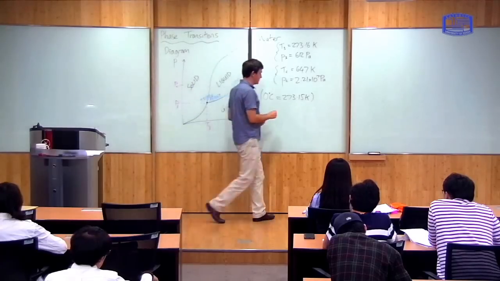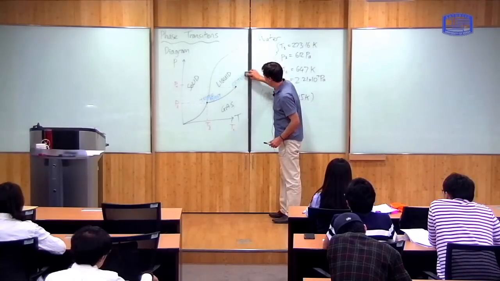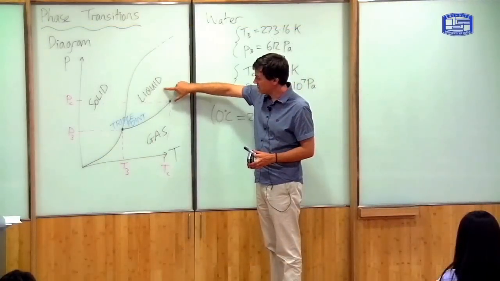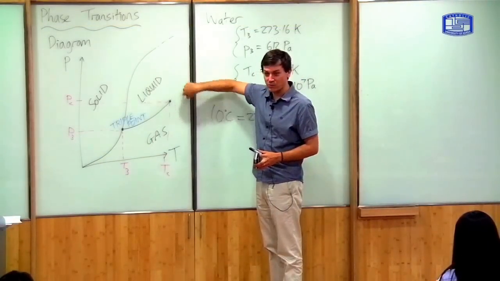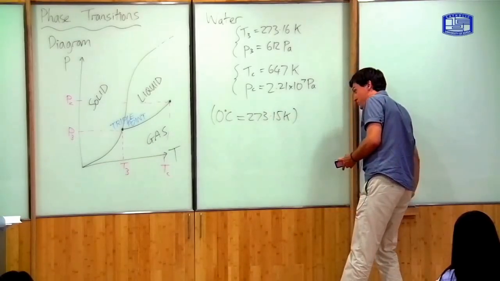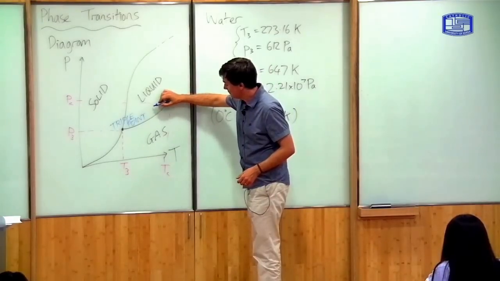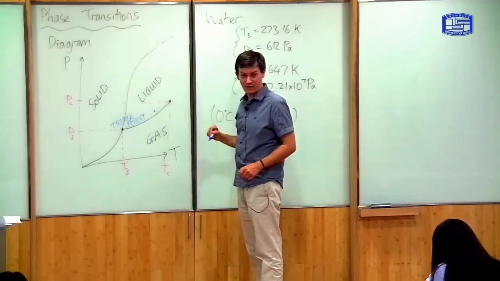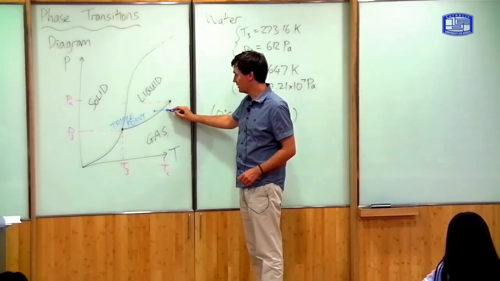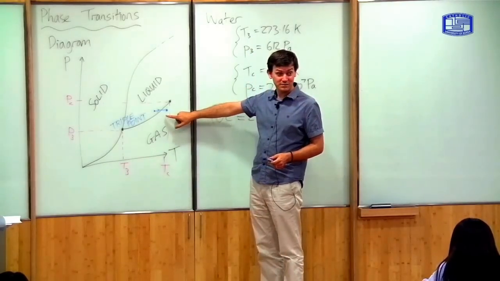Now I mentioned something that was interesting about this critical point. I want to show you a video now. I said if you go to high enough temperatures, there's no distinction between what's a liquid and what's a gas. So that means we can imagine two scenarios. I can start off here, say, where I'm in a liquid phase, and then I can increase the temperature and go to here, where I'm in a gas phase.